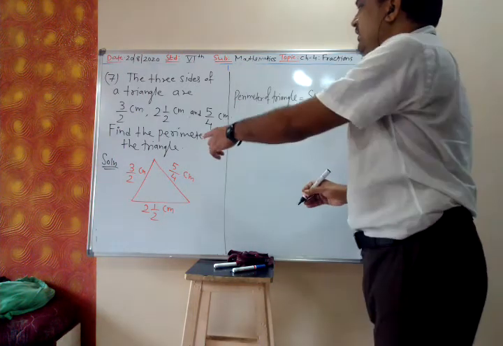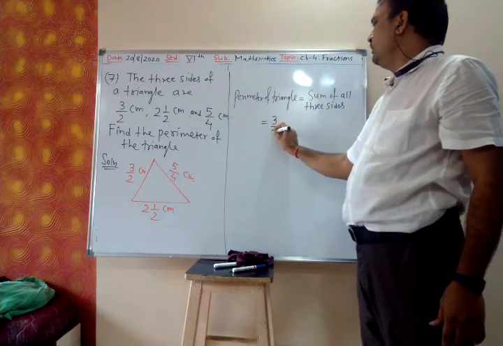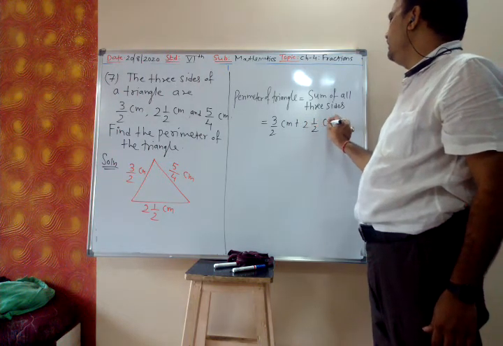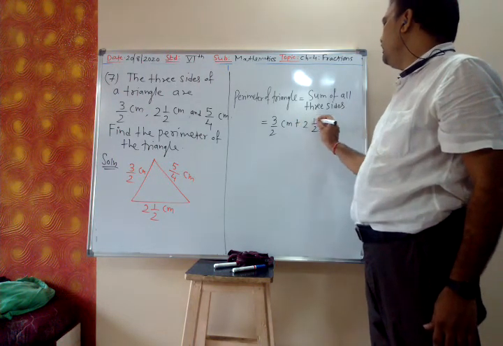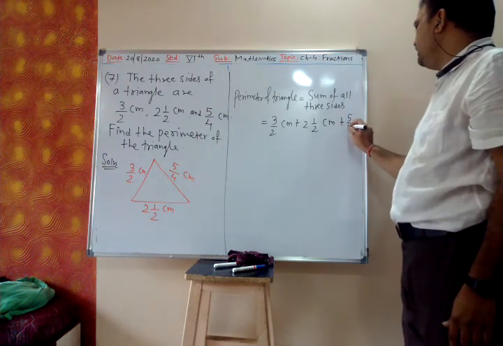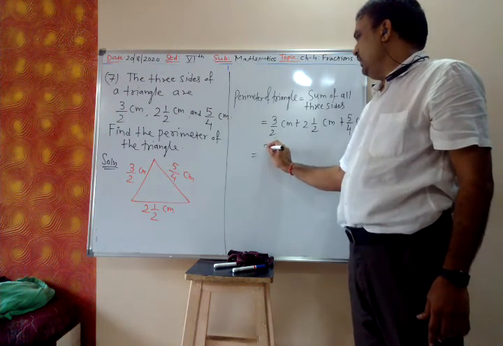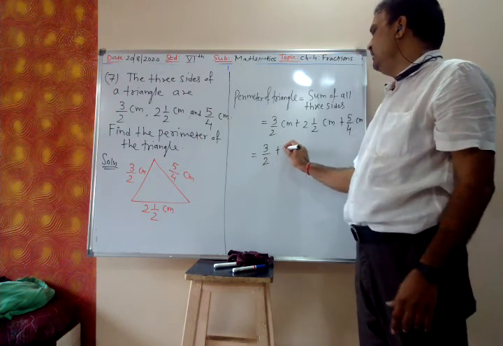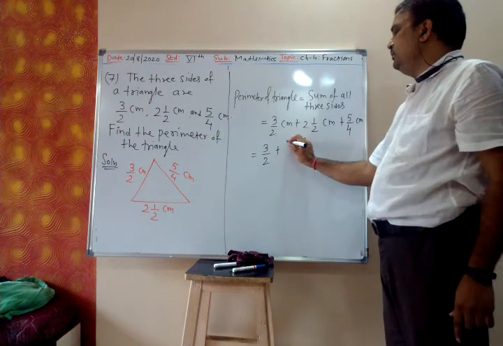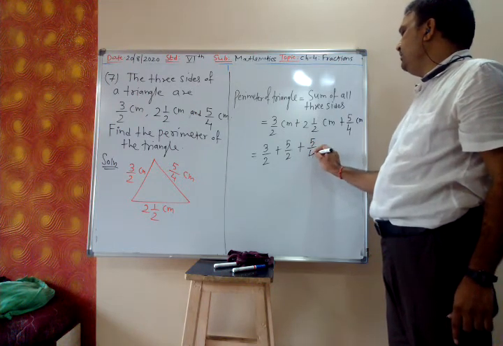So all the three sides I will add. 3/2 centimeter plus 2 and 1/2 centimeter plus 5/4 centimeter. I will get the perimeter. 3/2, 2 2s are 4 plus 1, 5/2 plus 5/4.